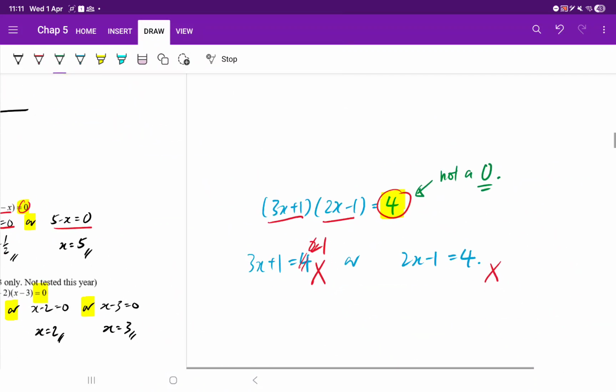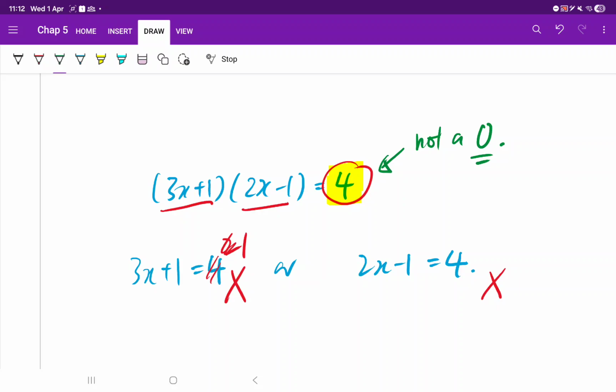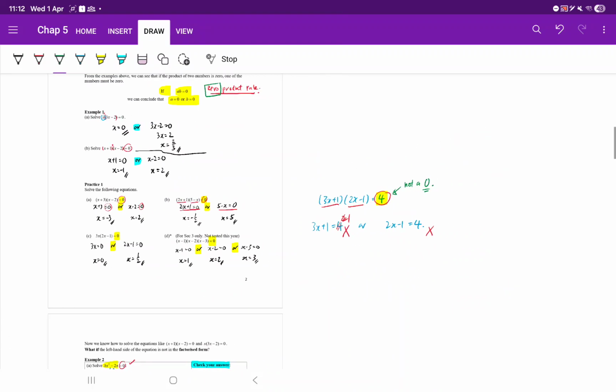But I also remember sharing with you all this example. 2 things are multiplied because of bracket, but the right hand side is not 0. Can I say that it's equal to 4? The answer is no, cannot. Yes, because zero product rule only works if the right hand side is a 0. It has to be 0. If it's a 4, then you cannot do it. Okay? So these are the recap.